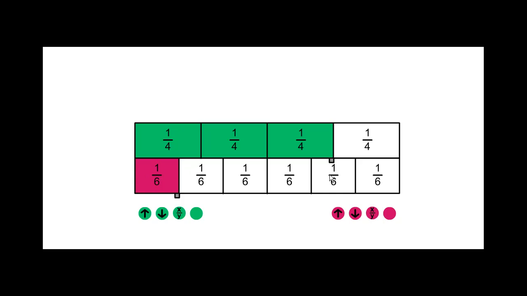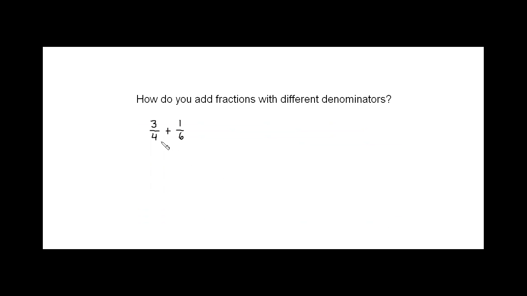And you can clearly see that the part labeled 1/6 is quite a bit smaller than the parts that are labeled 1/4. And that's why we can't add these fractions the way that they are. What we have to do is to make all the parts the same size. And we do that by finding a common denominator. So let's return to our problem. To add these two fractions together, we need to find a common denominator.